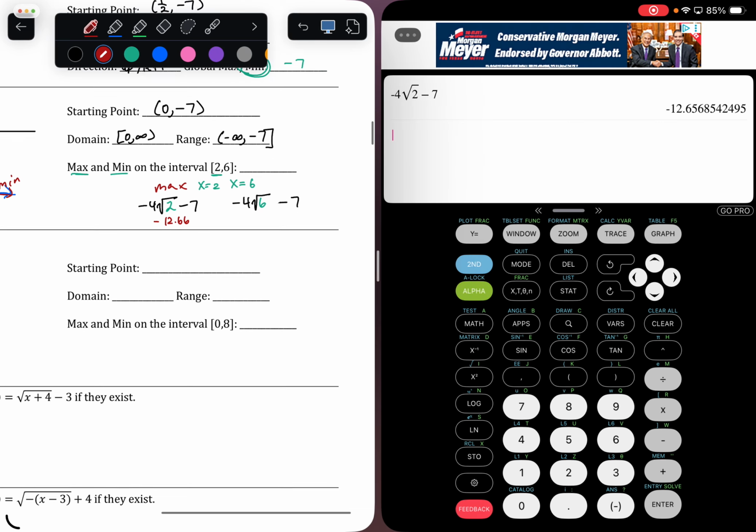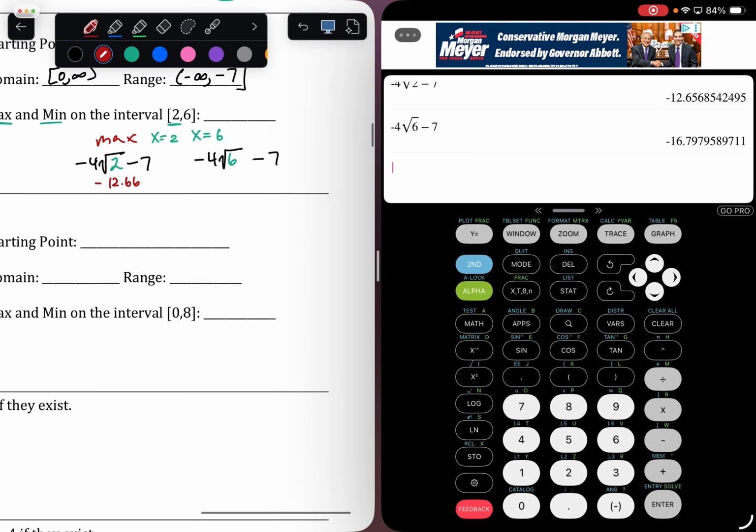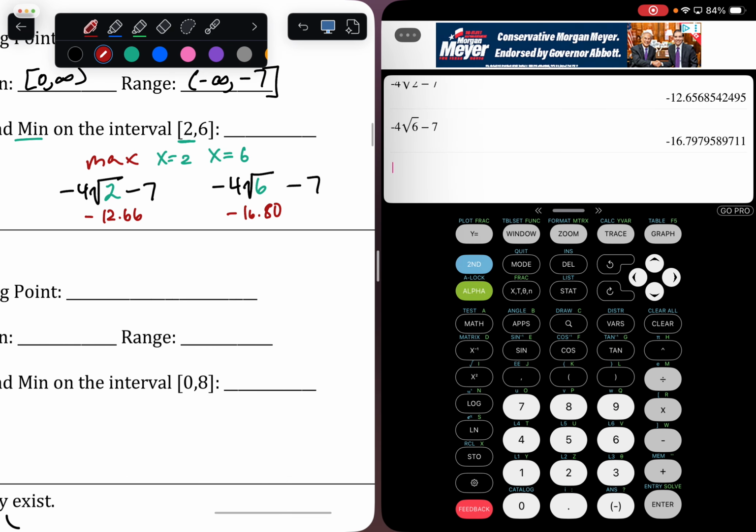Okay, and then for the min, we're doing -4 square root of 6, and then get out of the radical minus 7. And that's negative 16, which makes sense because it's smaller. Negative 16.79, and that would actually round to 80. Okay, and so that would be our minimum. And so those are the values you would answer for those questions.